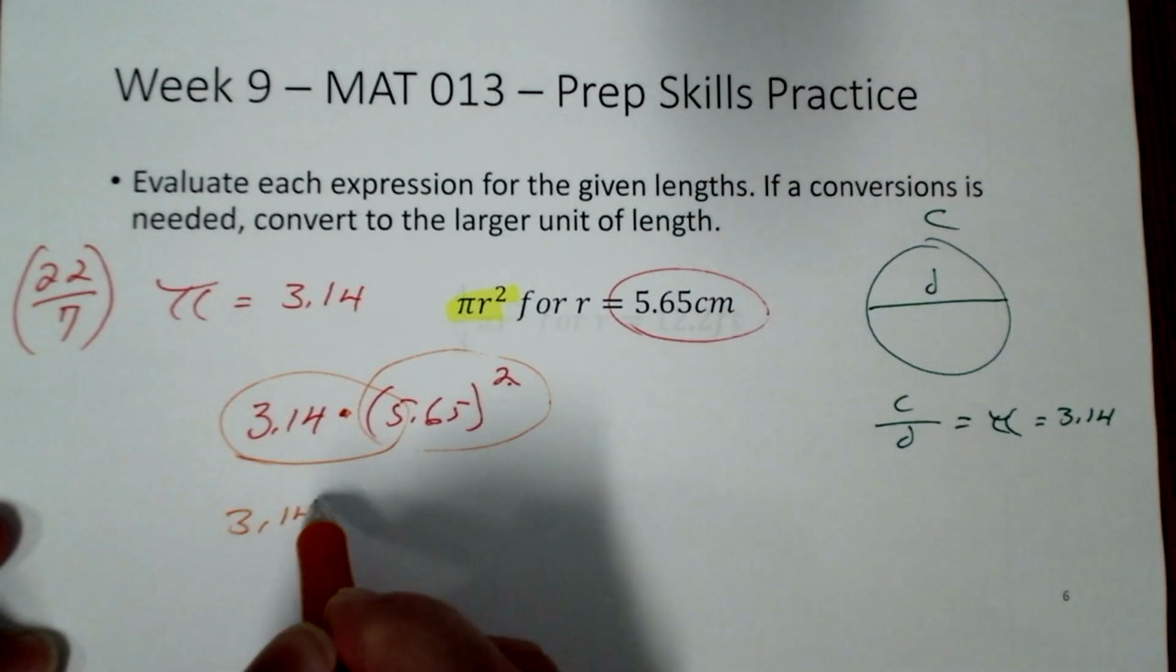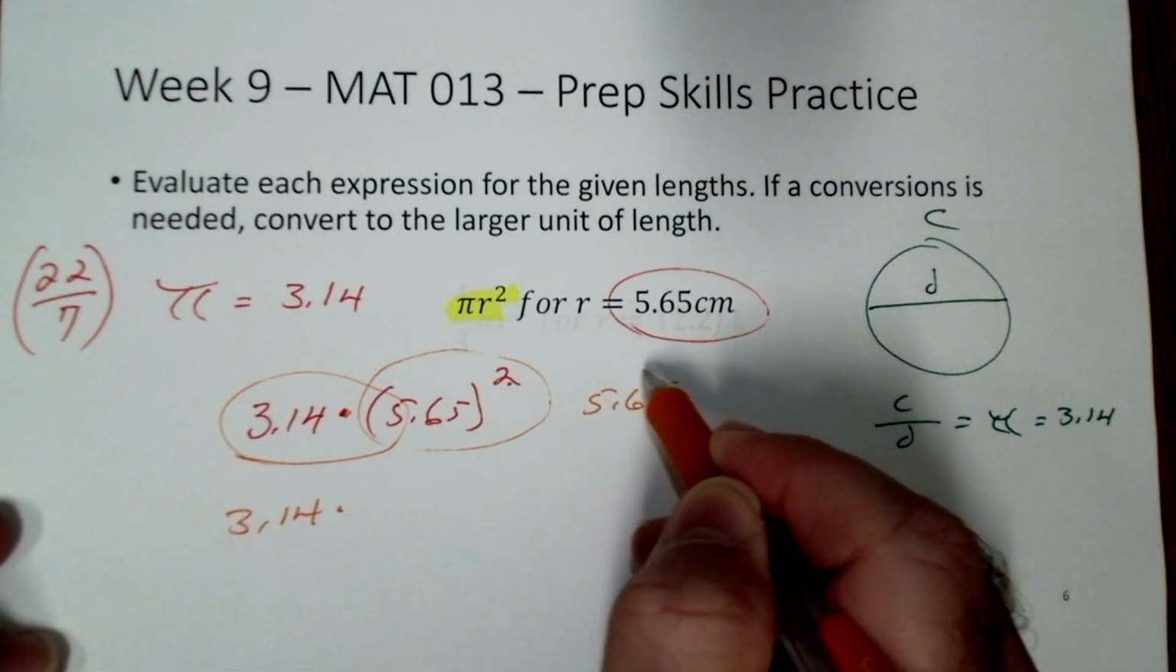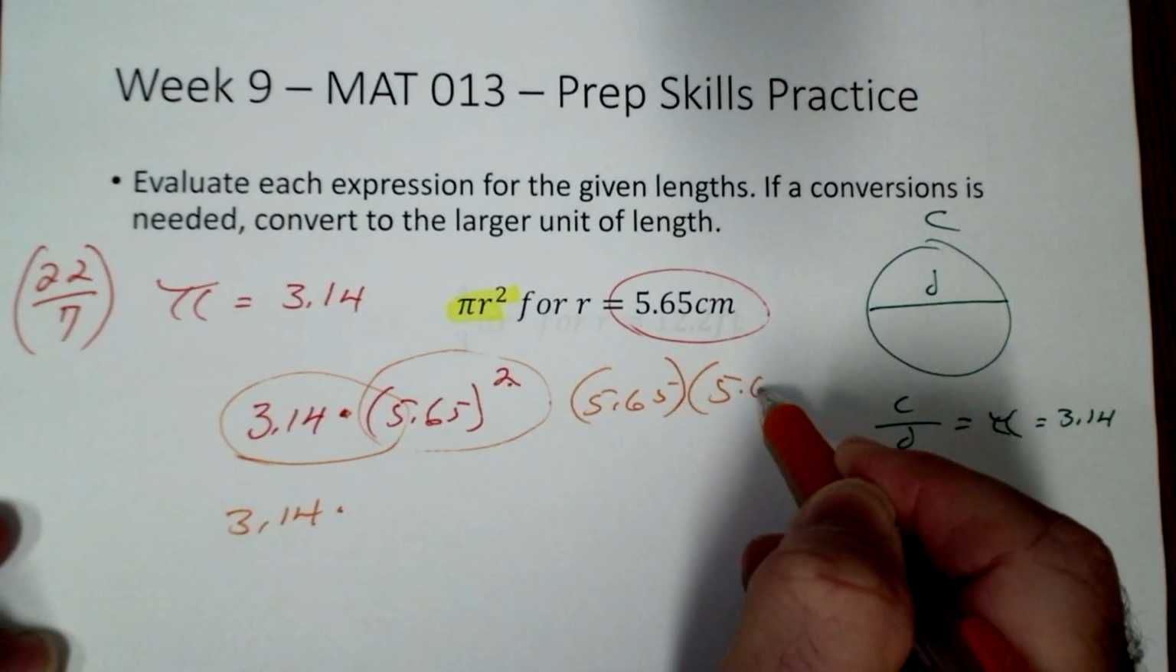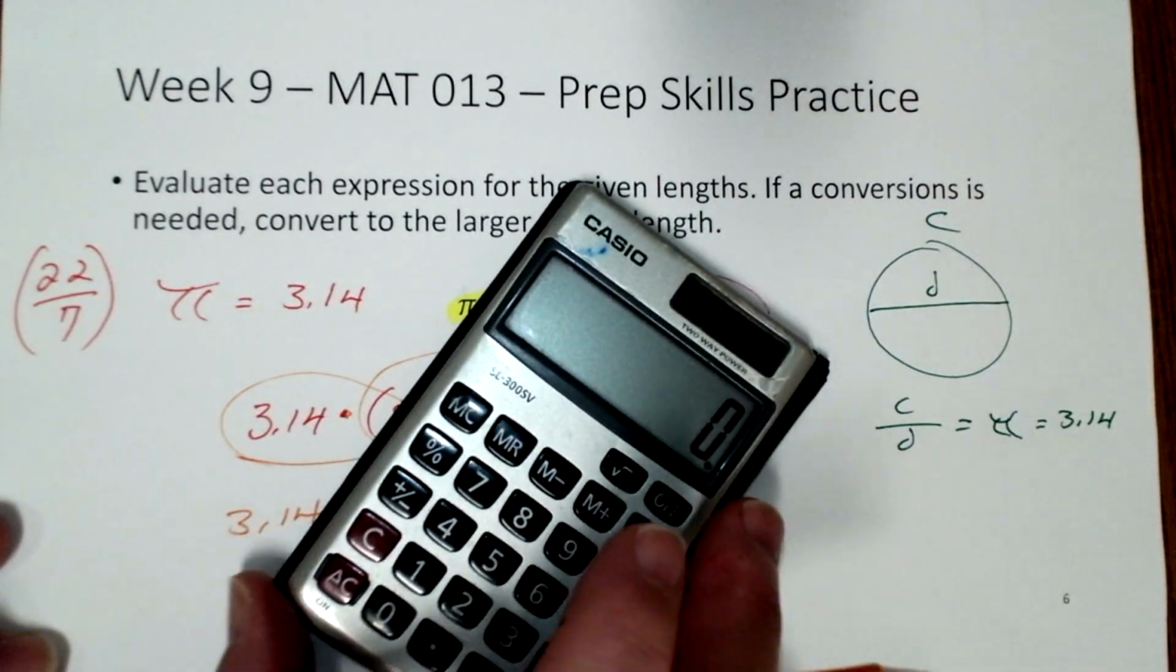We're going to go 3.14 times, and this is shorthand for what? This is shorthand for 5.65 times 5.65. So let's do that. Okay, I've got a cheap little calculator here. So what was it?